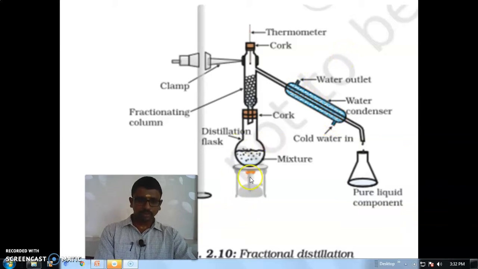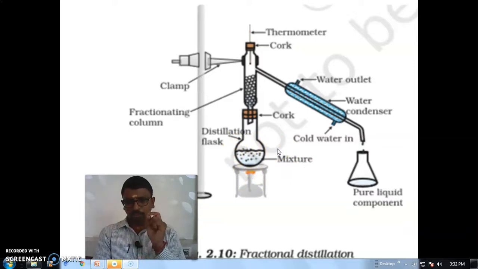So when we heat the mixture, what will happen? The component with the lower boiling point will come out and we can collect it here. The remaining component will be in the distillation flask. So fractional distillation is used to separate miscible liquids, where the difference in boiling points is less than 25 Kelvin.